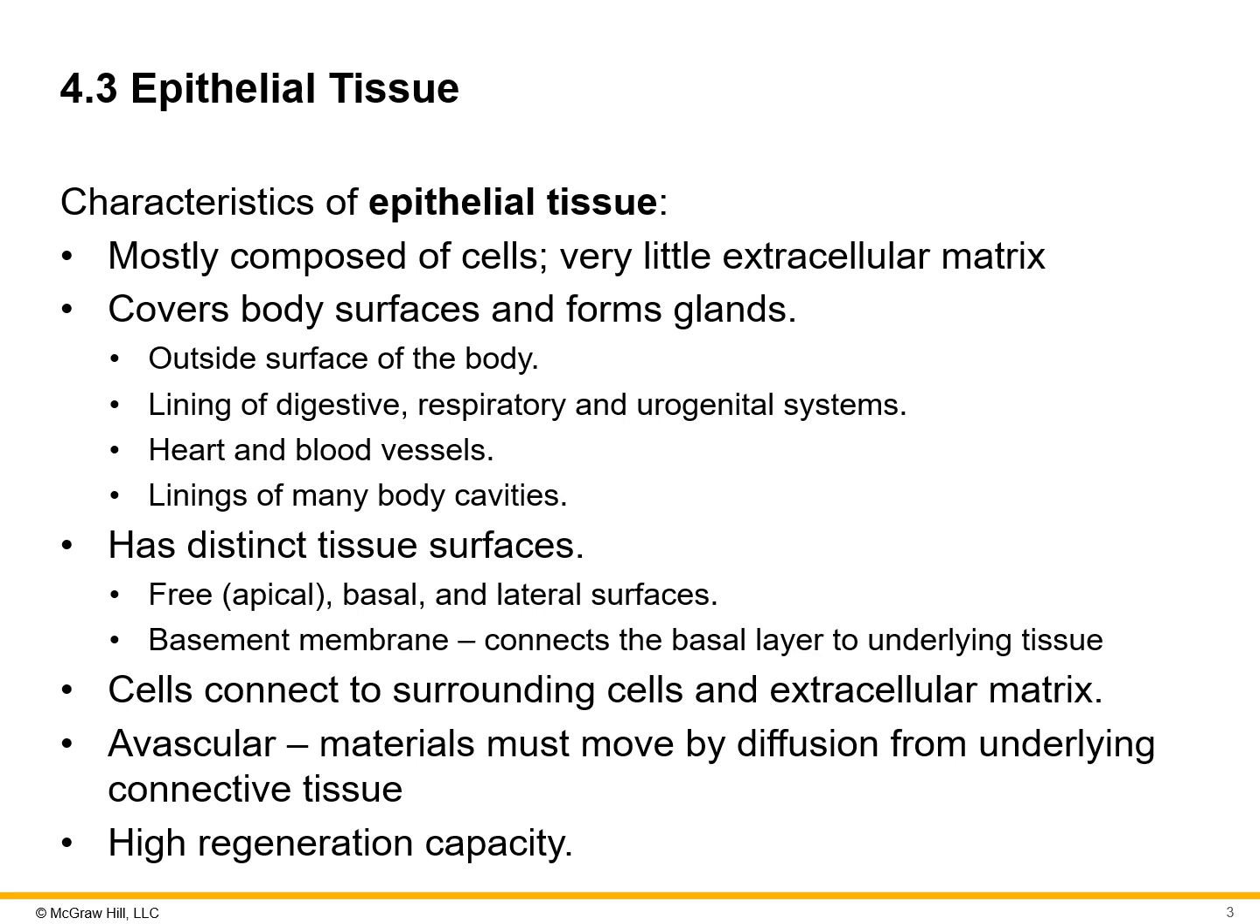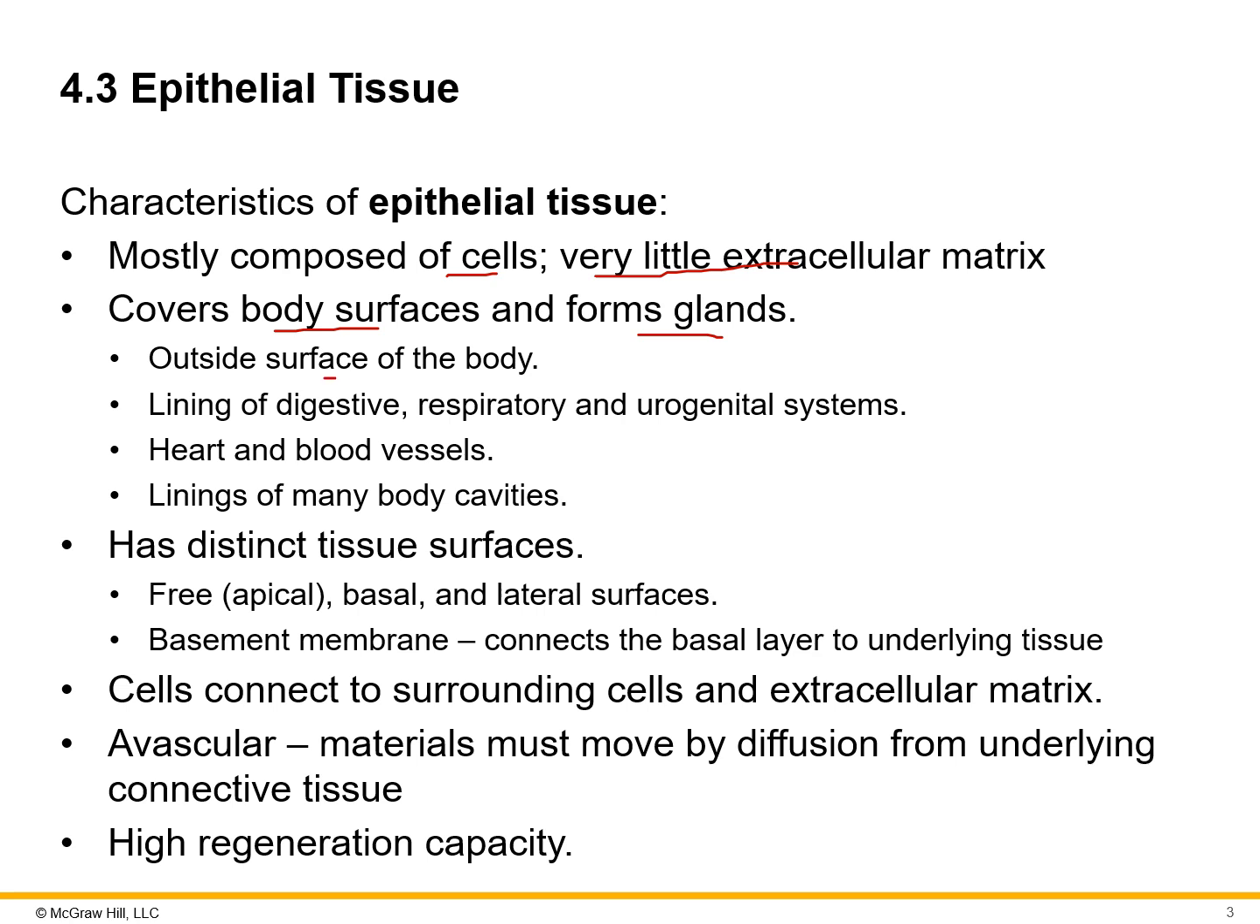So mostly these have very little extracellular matrix. So again, they're not secreting a lot of stuff. There's not a lot of stuff on the outside of them. So it's mainly made up of cells. So the tissue is mainly just a bunch of cells stuck together, not a lot of extra stuff in between those cells. And the main thing with these is they cover the body's surfaces as well as forming glands.